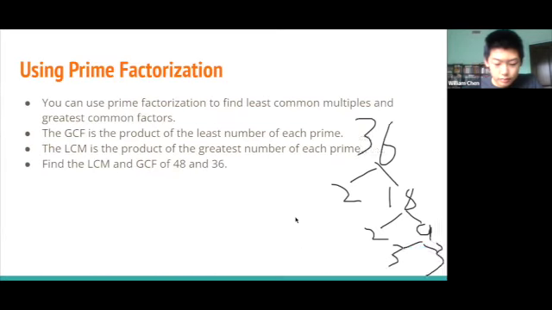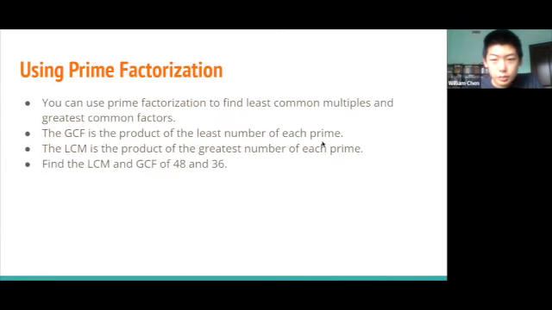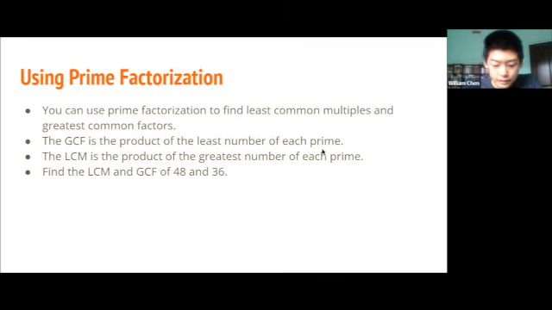Now let's talk about how to use prime factorization. You can use prime factorization to find the least common multiples and greatest common factors. The greatest common factor is the product of the least number of each prime. The LCM is the product of the greatest number of each prime. For example, let's find the LCM and GCF of 48 and 36.